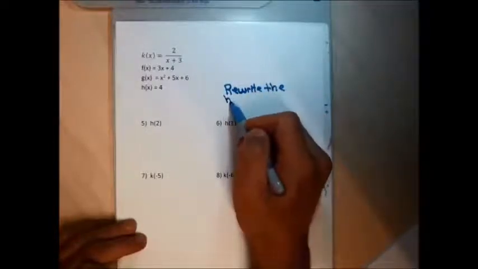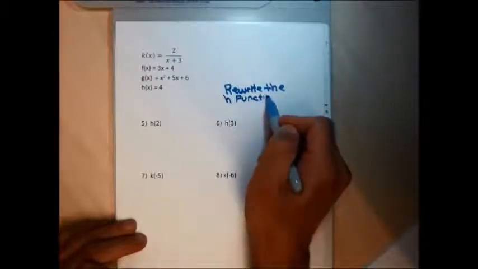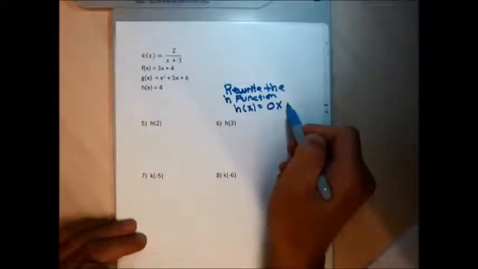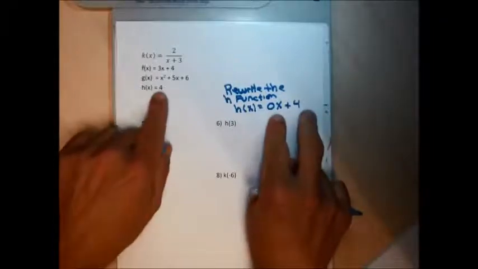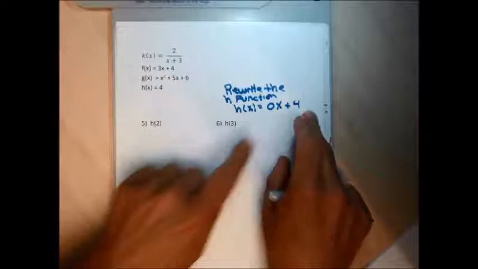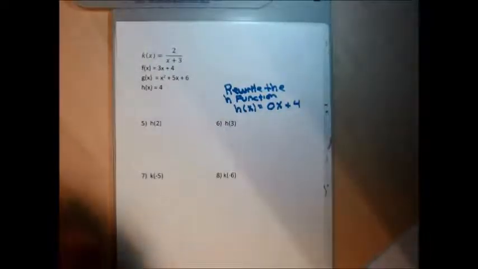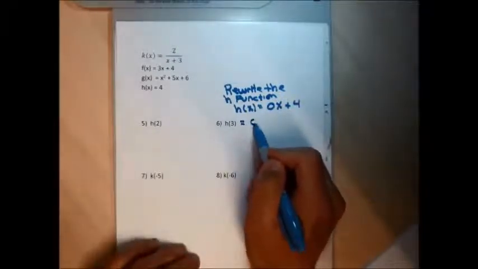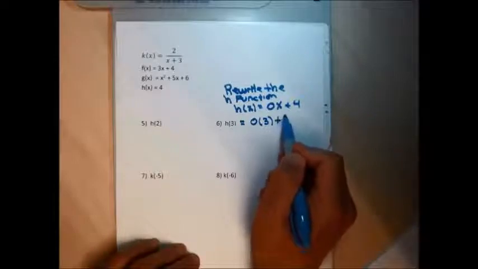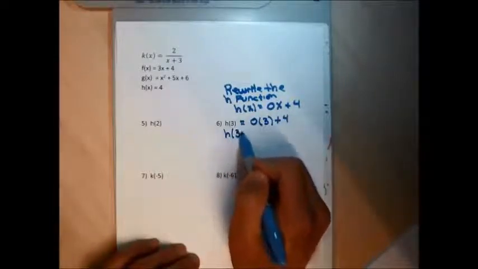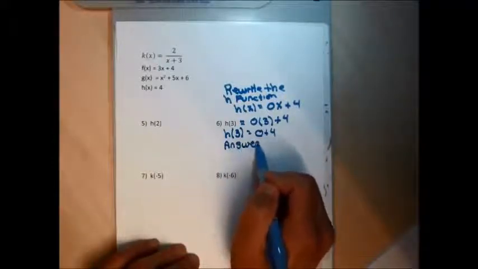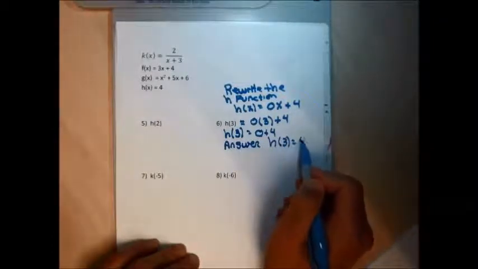To have an x to the right of the equal sign, I might write it as h of x equals 0x plus 4, because this is the same as h of x equals 4, because 0x is 0 times x, which is 0 plus 4, which is 4. It's not necessary to reimagine the h function that way, but if I did, I can say for number 6, h of 3 is 0 times 3 plus 4, which is h of 3 equals 0 plus 4, and then my answer to number 6 is going to be h of 3 equals 4.